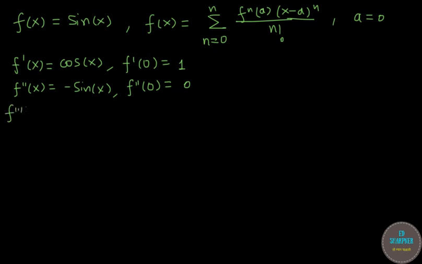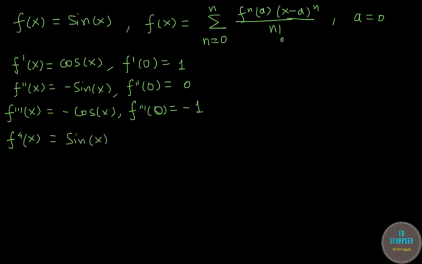Then we have f triple dash of x is equal to minus cosine of x, and so f triple dash of 0 is equal to minus 1. Then the fourth derivative of x is equal to sine x again, and this value at 0 is 0 again. And then the same cycle continues because we got the same thing, and the values repeat for the fifth derivative. We could say the fifth derivative at 0 is equal to 1.